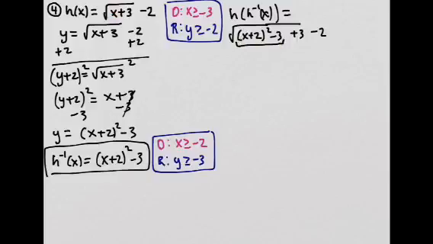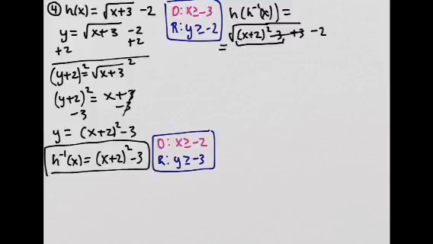So now what happens? The 3's are gone. 3 minus 3 is 0. And so you have square root of x plus 2 squared minus 2. Well, squaring a square root is eliminating the radical, right? So the radical's gone. So now I have x plus 2 minus 2. The 2's are gone, so I have x. Okay? Now we do the other direction. h inverse of h of x.